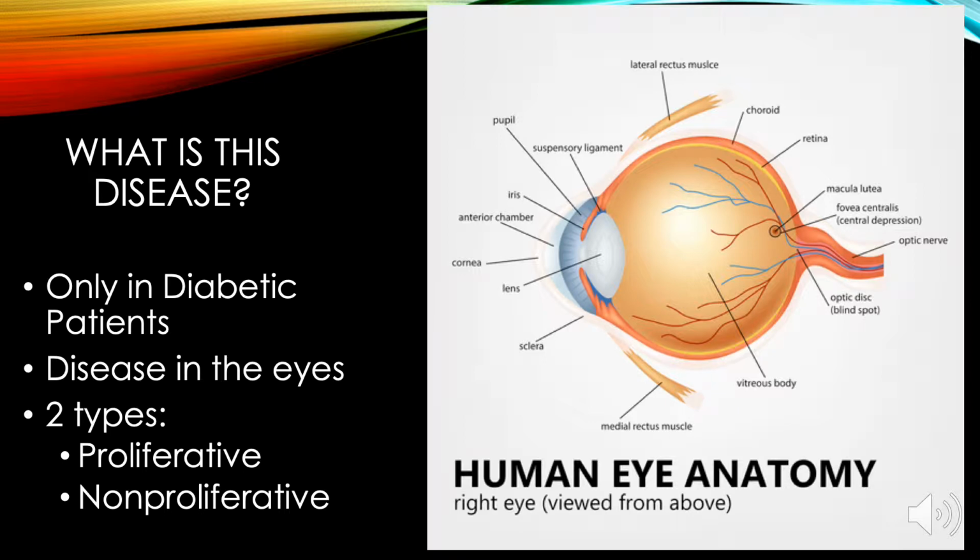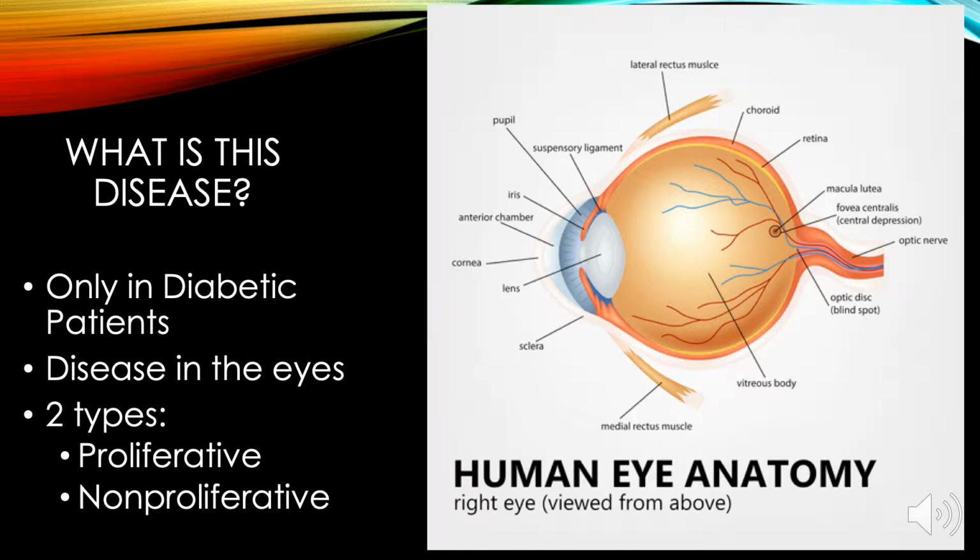There are two stages to this disease. The early stage is called non-proliferative diabetic retinopathy, where blood vessels in the retina are becoming weak and may cause leaking. Blood leakage causes macular edema, leading to possible vision loss.